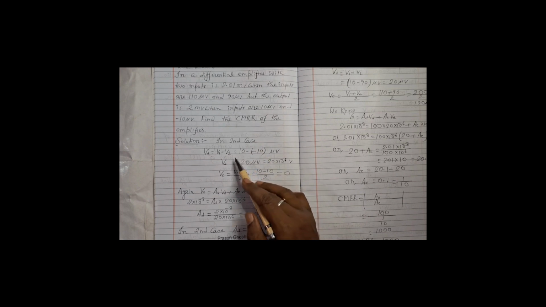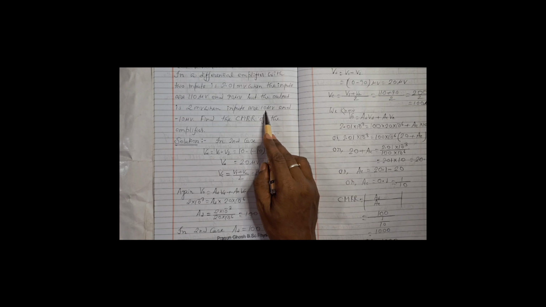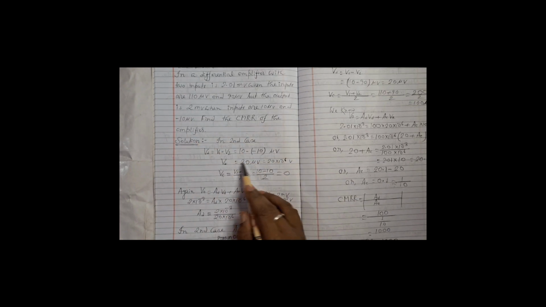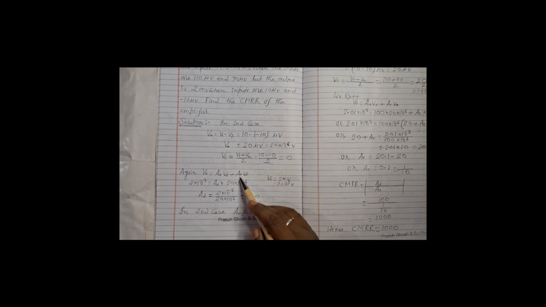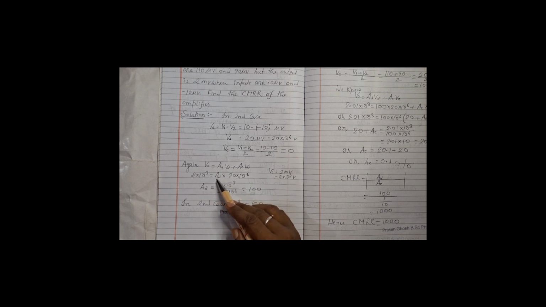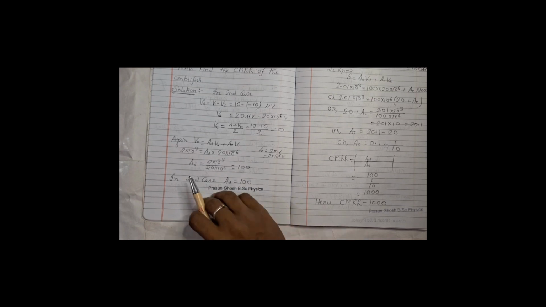In the second case, we get VD from 10 and minus 10. So that is VD. Again we have VC. Putting the values in this equation, we get AD. So in the second case, we get AD equal to 1000.